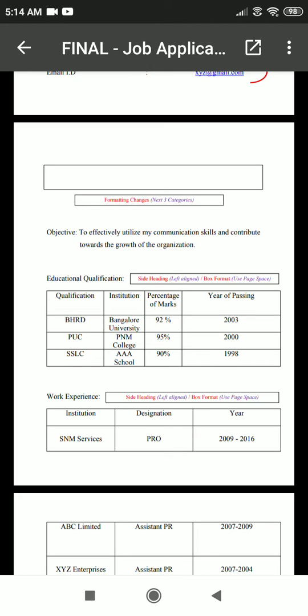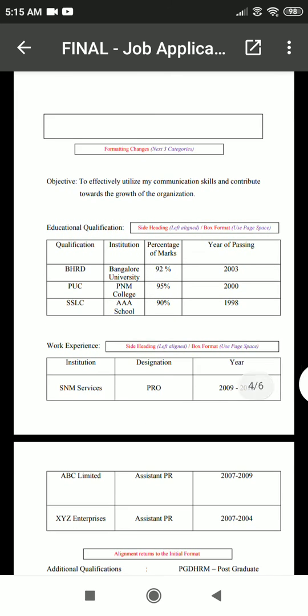Side headings should be left aligned, and you have to use this entire box format. First you're supposed to write your qualification, then your institution, percentage of marks, and then your year of passing. Make sure that whenever you're writing qualifications, you start from the present degree which you have completed. So if I've done my master's or bachelor's, based on that I'm going to write it first.